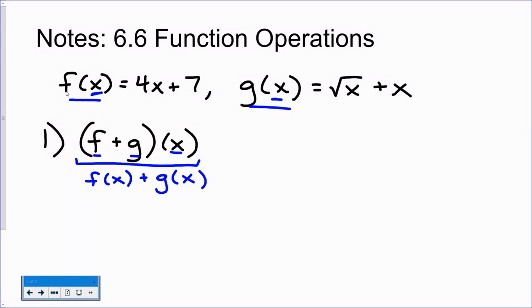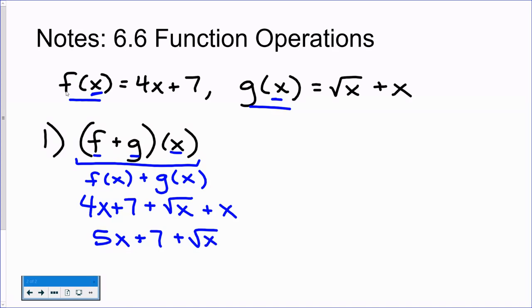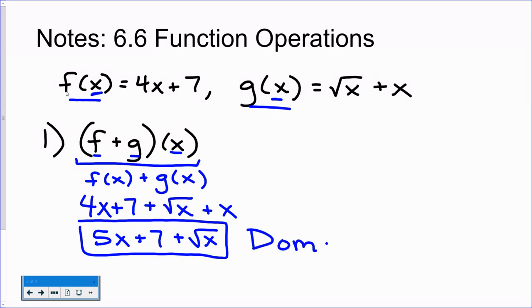So I'm going to go ahead and take f of x, which is 4x plus 7, and then add g of x, which is the square root of x plus x. Okay, so basically all I'm doing is combining any like terms that I have. So that would give me 5x plus 7 plus the square root of x. I can't put anything else together, so that is my answer. I have added the functions together. You will also be asked about what the domain would be for your function.